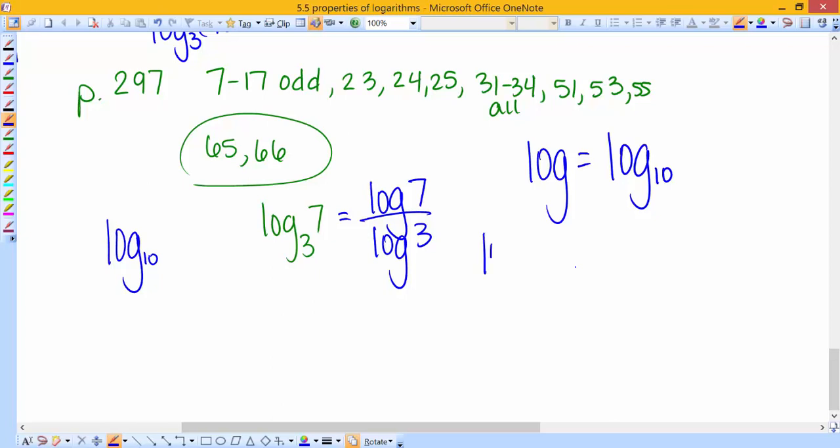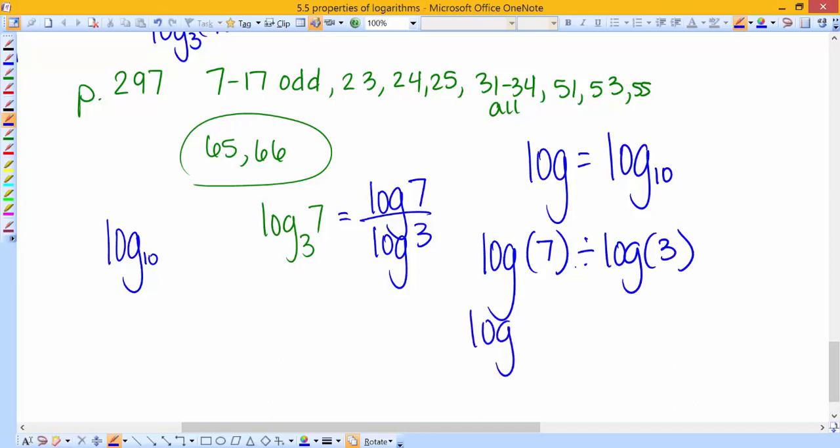Please be careful. When you hit log, if parentheses come up, close the parentheses and then divide by the log of 3. When you hit log, if parentheses do not come up, you can just plug in as is. I don't have my calculator with me, so I'm not going to figure that out, but when you're practicing the ones in your book and you're checking your answers and you got it, then you're good.